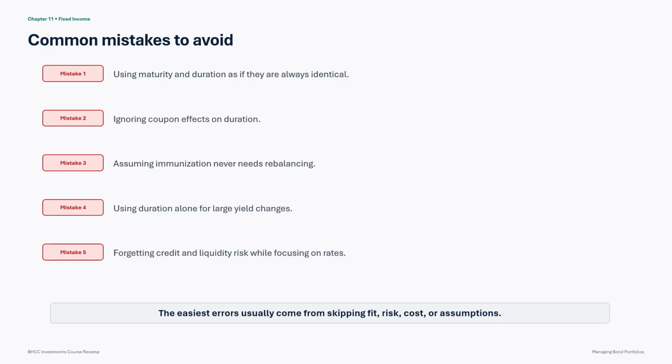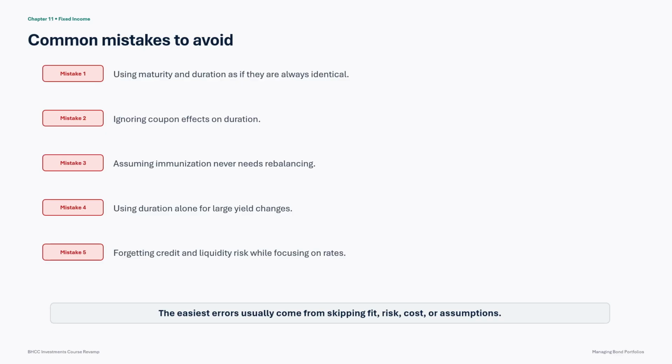Mistake 4 is using duration alone for large yield changes. Duration is a linear approximation to a nonlinear relationship. Convexity improves the estimate. For securities with embedded options, even a conventional convexity measure may be insufficient because the cash flows themselves can change.